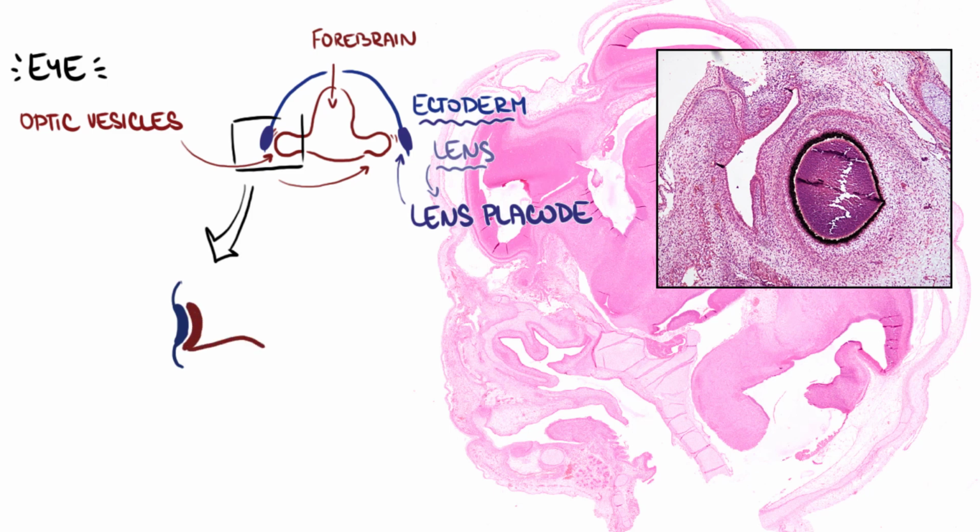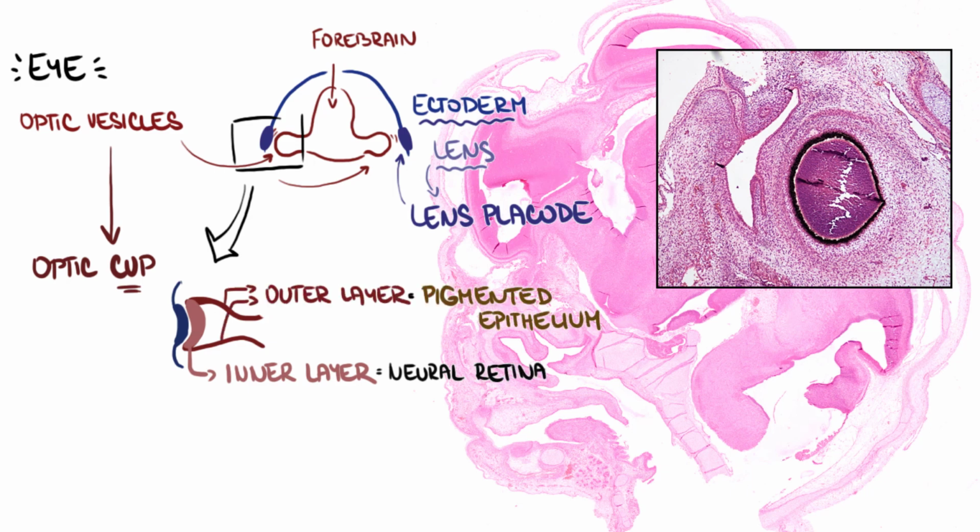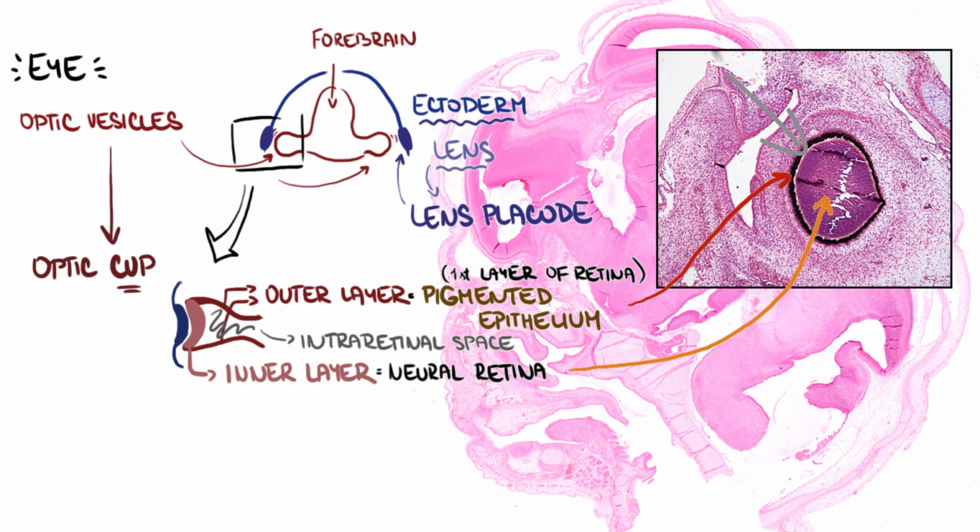Optic vesicle will develop into the optic cup, and we can distinguish the inner layer of the optic cup that will form neural retina. But I don't think that we can see that on our slide, or I guess we can see this pigmented epithelium all around. It's not a very good section. Normally, there is an intraretinal space existing between these layers, which is not completely closed in the area of the optic part of the retina.